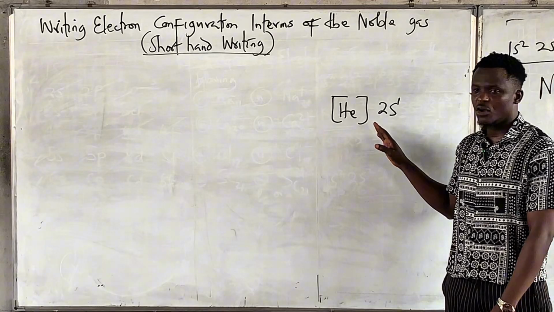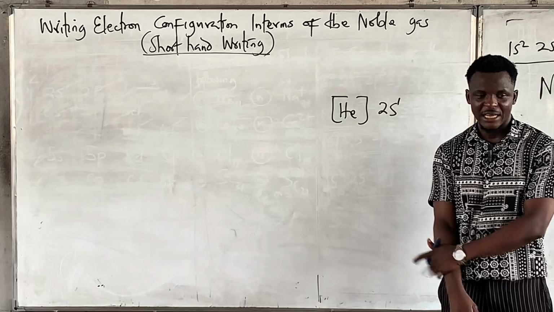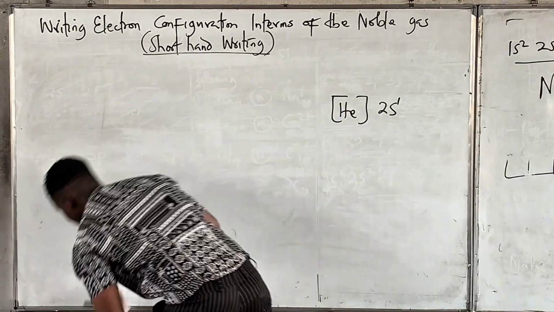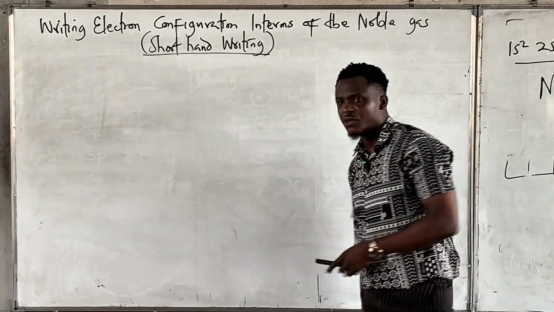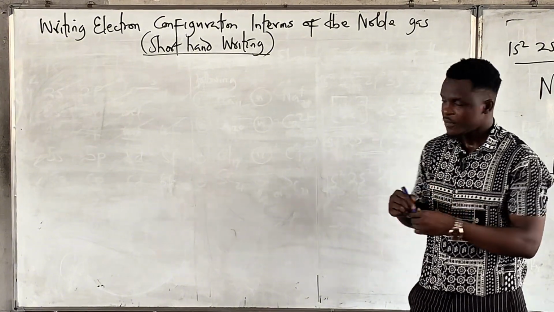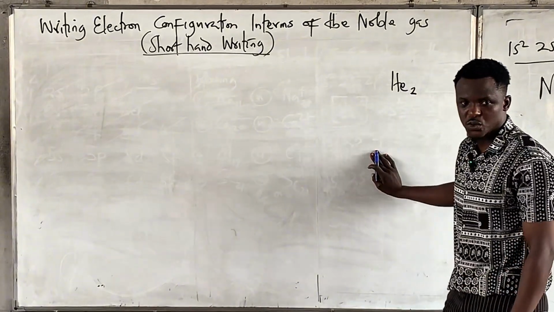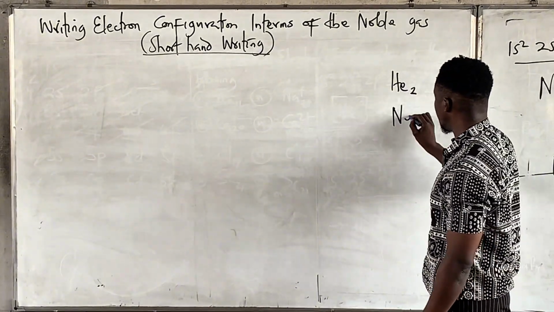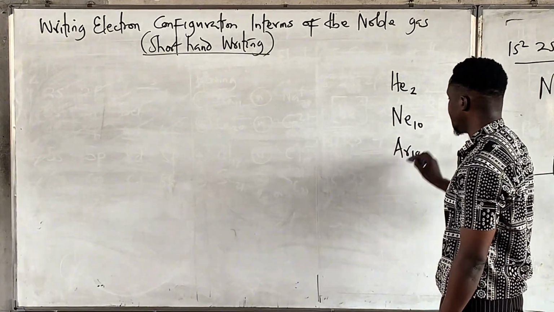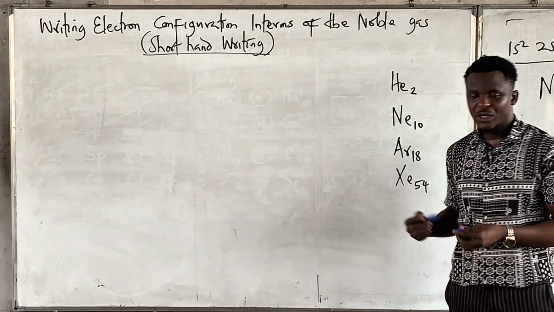Now, this is writing electronic configuration in terms of the noble gas. In other words, this is the shorthand way to write electronic configuration. So first thing first, since we are writing this guy in terms of the noble gas, it is important for us to know the various noble gases that we have. The first member of the noble gas, we have helium, which has atomic number of 2. We have neon, which has atomic number of 10. We have argon, which has atomic number of 18. We have xenon, which has atomic number of 54. So let's start with this.